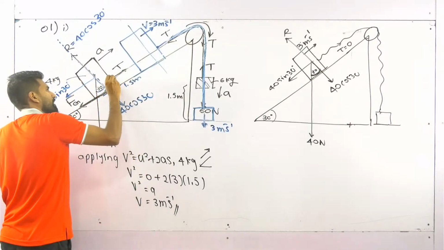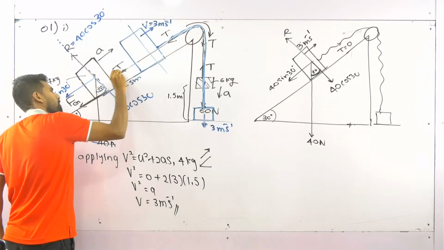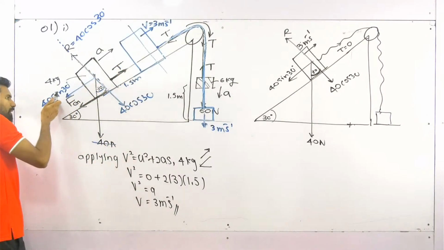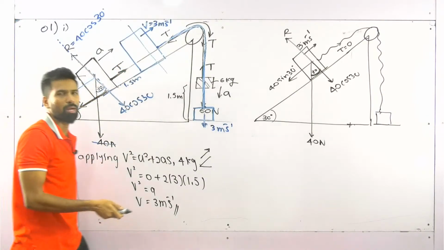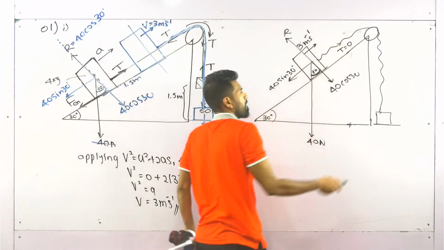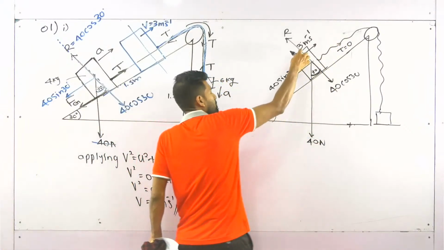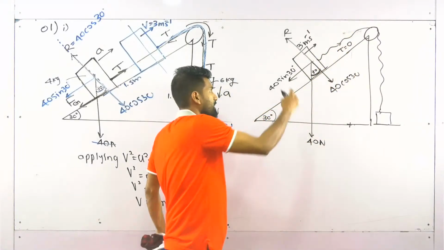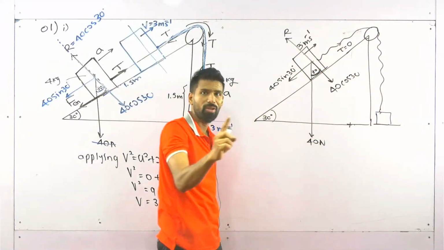T. Why? The tension attracted the 4 kg mass up the plane. T minus weight component minus friction. But now there's no T. But still, as the velocity is there, it tends to move up. As it tends to move up, the friction will occur.